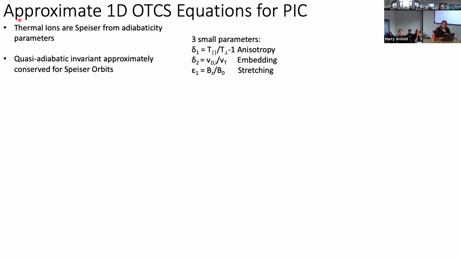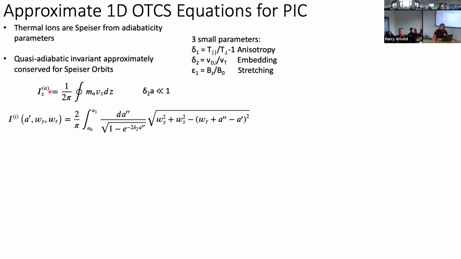So we're going to use these approximate 1D overstretched thin current sheet equations, which we're going to use in our PIC simulations. And our 3 small parameters are the anisotropy, the embedding, which is basically the thickness of your thin current sheet to the much thicker embedded current sheet, and your stretching parameter, which is always small in magnetotail simulations, and it's just your normal magnetic field compared to the lobe magnetic field. And we're also going to take advantage of this quasi-adiabatic invariant, which is approximately conserved for Speiser ions, because we suspect that Speiser ions are playing a big role here.